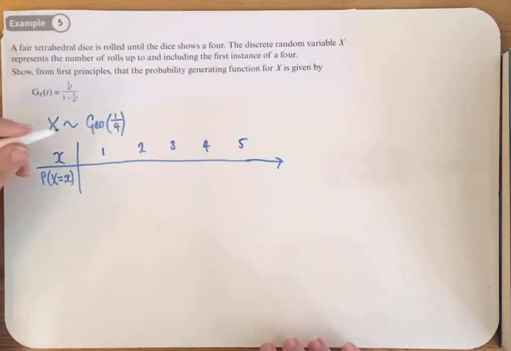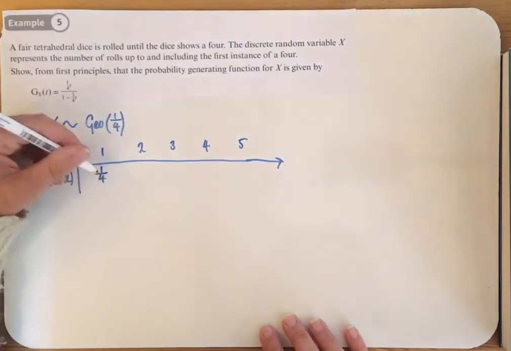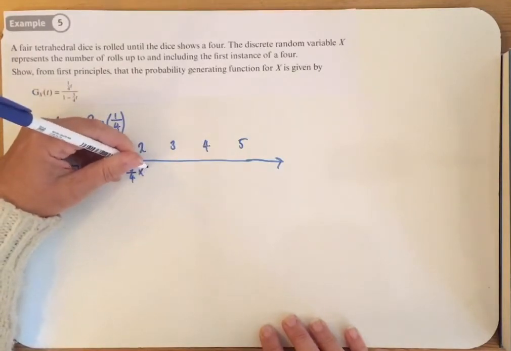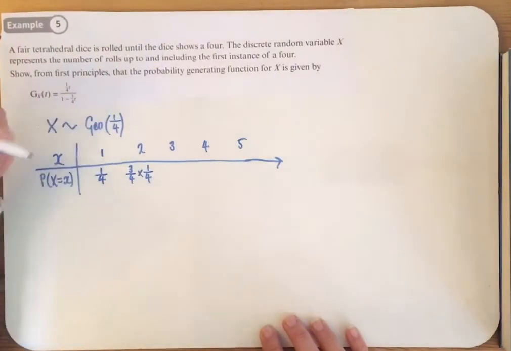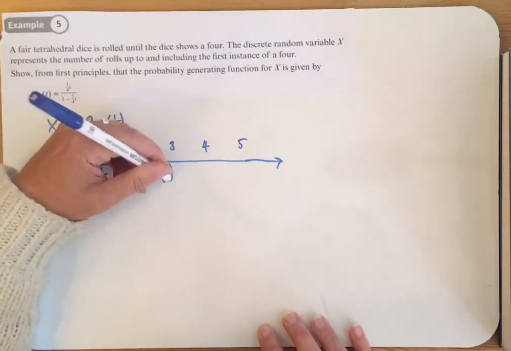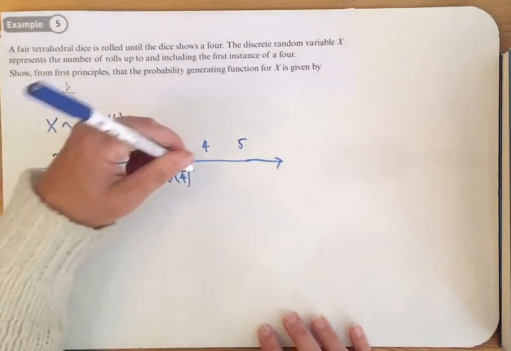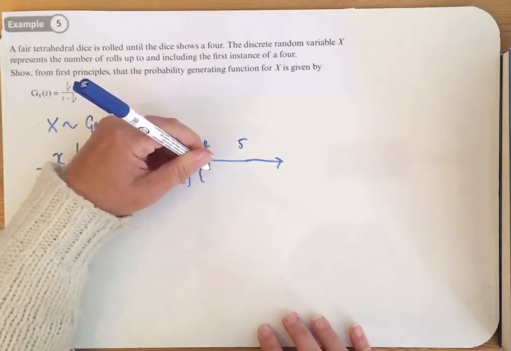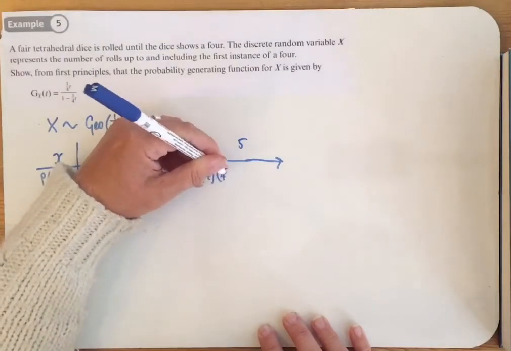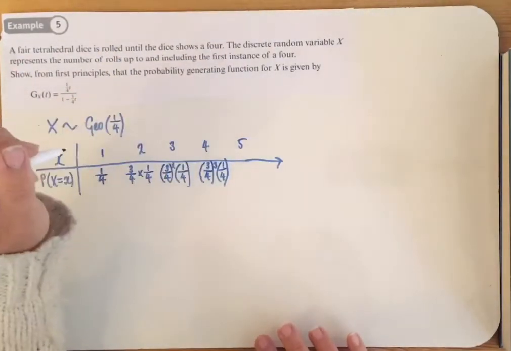So the probability of getting your first success on your first trial is a quarter, and then 3/4 times a quarter, and then 3/4 squared times a quarter, 3/4 cubed times a quarter, etc.